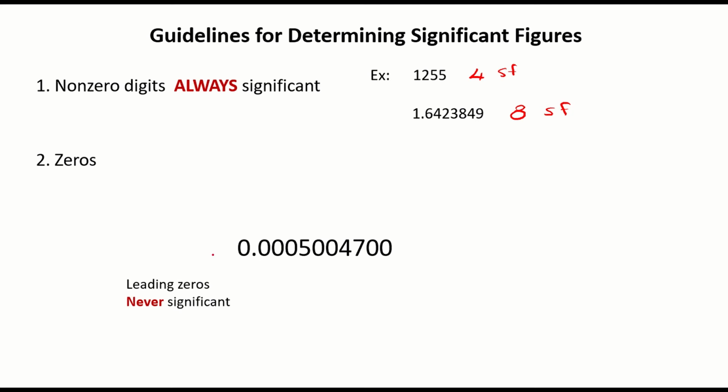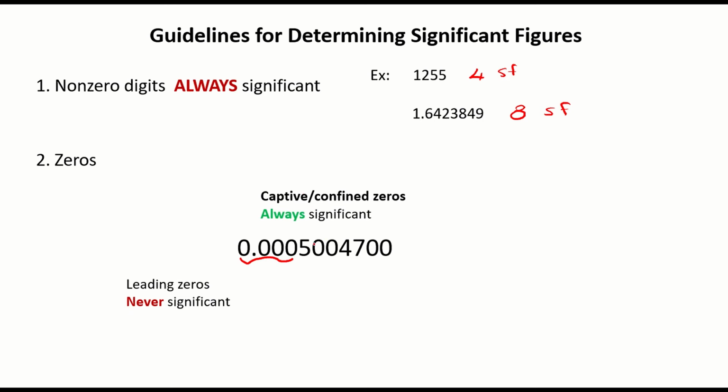One type of zeros are called leading zeros. They are the zeros in front of the first non-zero digit. The first non-zero digit you find here is number 5. So these are the zeros in front of the first non-zero digit, and they are never significant.